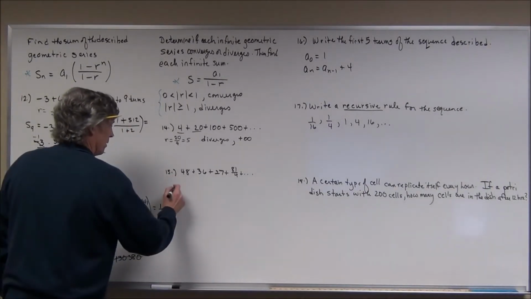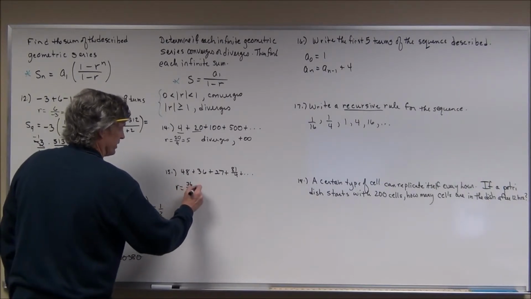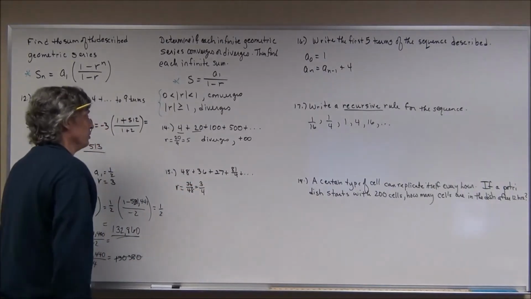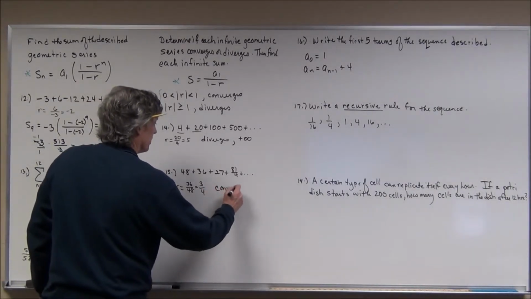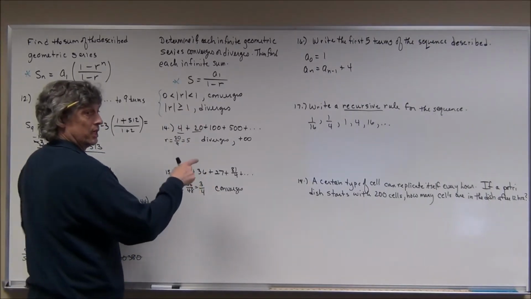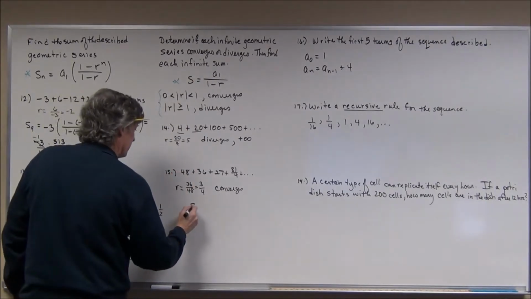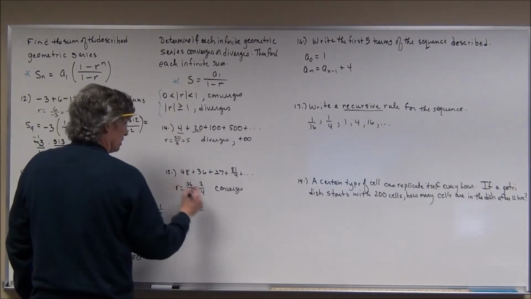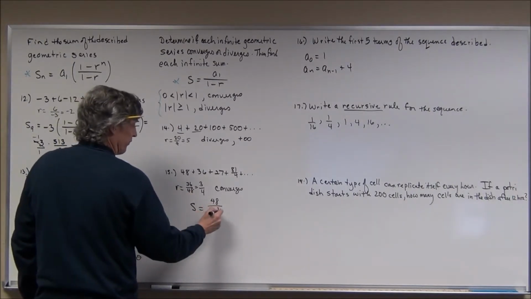That was fast. My R is equal to the second term over the first term. Well, that's 3/4 if you reduce it. And that means it converges. Now if this thing converges, then I am going to use this formula here to find the sum. The sum is the first term, which is 48, all over 1 minus the ratio, which is 3/4.